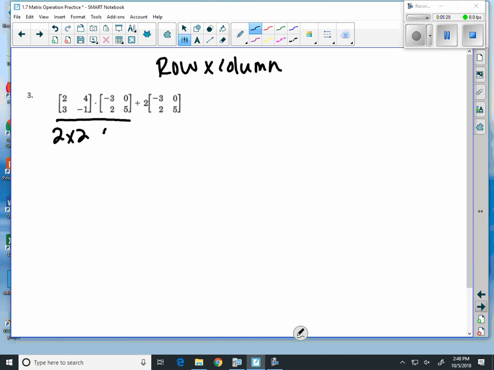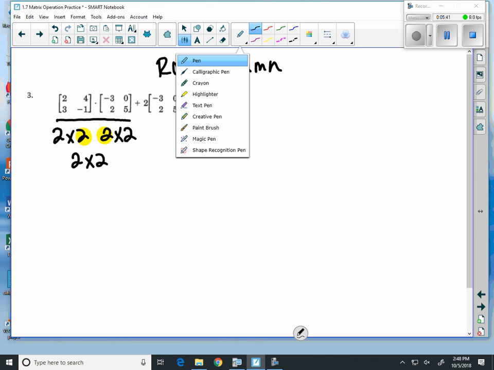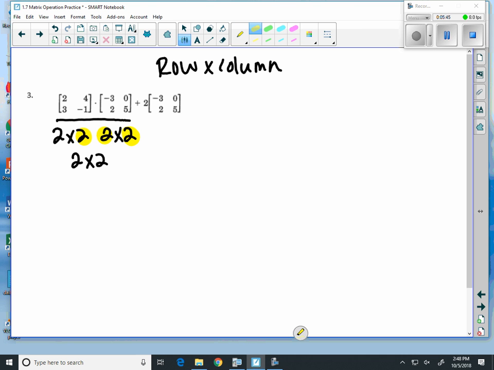Here we have a 2 by 2 and a 2 by 2. So when we do this, we look for the inside. If the inside is the same, we're good to go ahead and multiply. Our result should be a 2 by 2 matrix. That's where those come from. This 2 and that 2 tell us what our result will be.